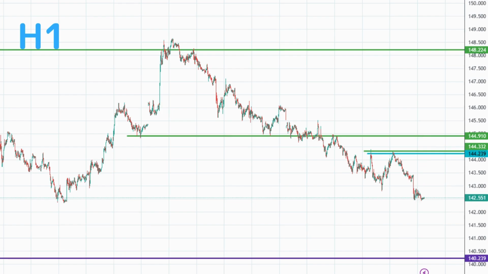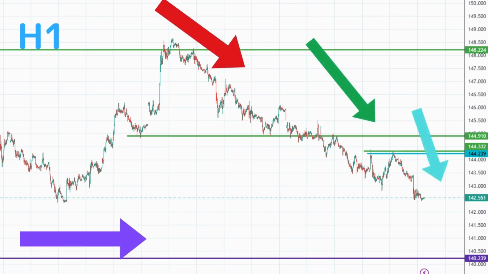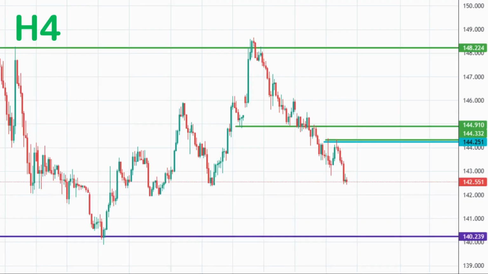To summarize the multi-time frame outlook, the weekly chart is unclear, but the daily, 4 hour and 1 hour charts are all in downtrends. This shows that the momentum has shifted to the downside. Now let's go over the possible scenarios going forward.